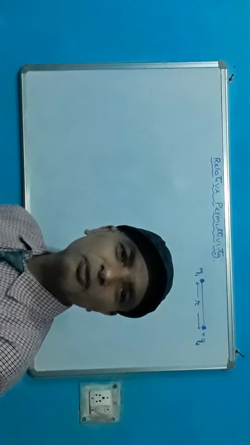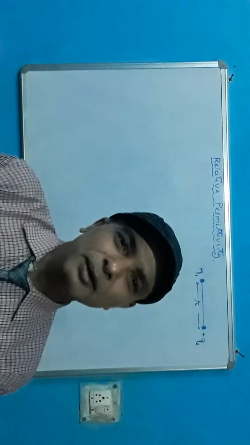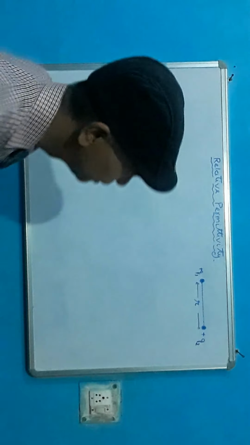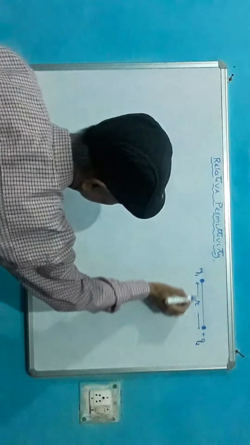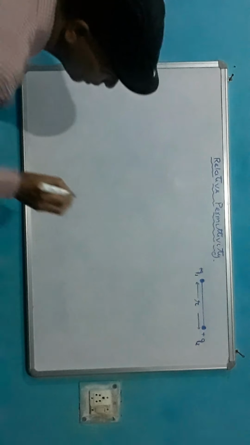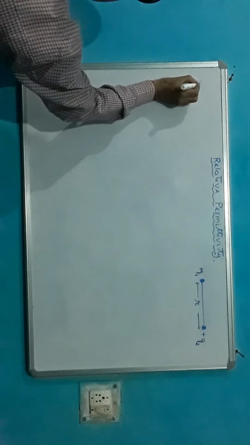In my previous video, I explained Coulomb's law. When we studied Coulomb's law, we considered two point charges Q1 and Q2 separated by a small distance r apart from them.